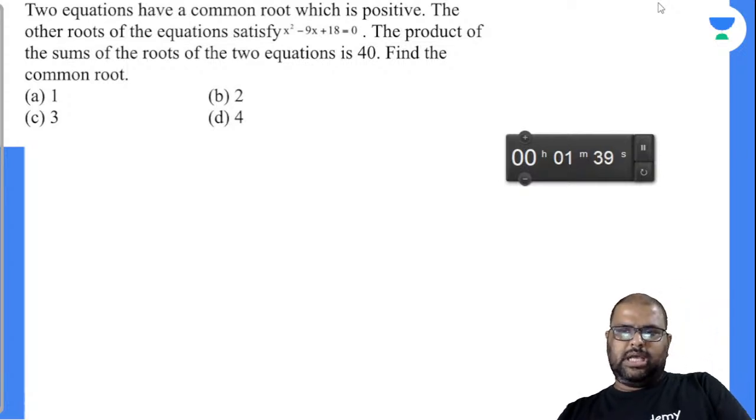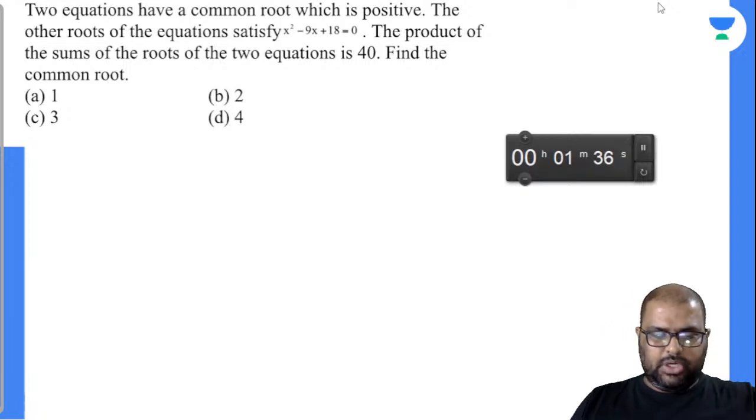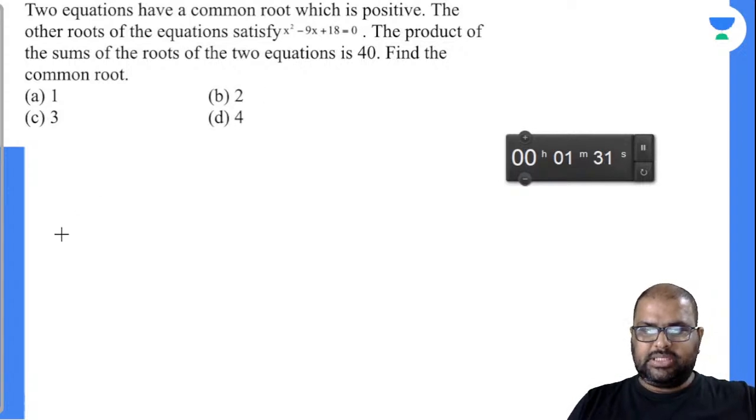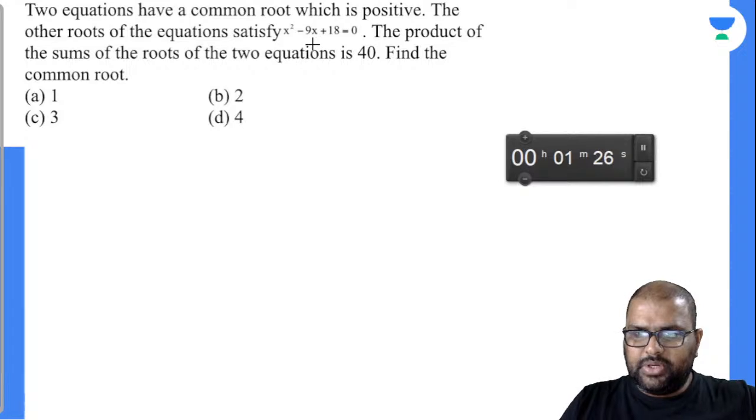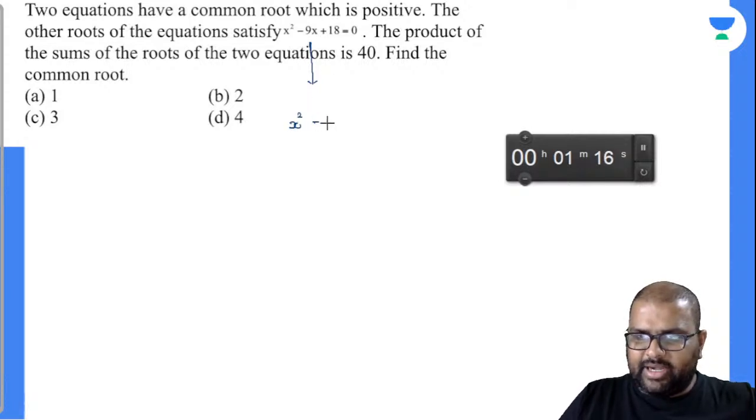Two equations have a common root which is positive. The other roots of the equations satisfy x square minus 9x plus 18 is equal to 0. So in the meanwhile, I'll find out the roots of this equation. 18, 9 2s are 18, 6 3s are 18, will work out. So x square, normal factorization only, minus 6x minus 3x plus 18 is equal to 0. By this, my x value is equal to 6 or my x value is equal to 3.